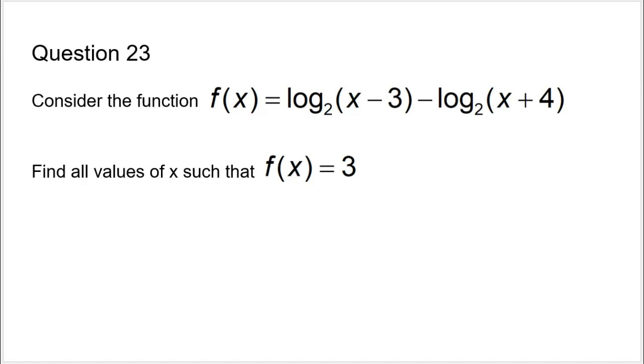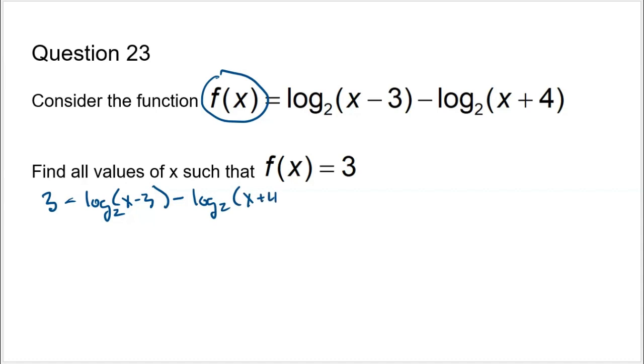So consider this log function, and we want to find all such values such that f of x equals 3. So once again, we want to turn the f of x into 3, and we want to solve. So I get 3 equals log base 2 of x minus 3 minus log base 2 of x plus 4. All right, so the first thing I want to do is condense this down to a single log using my log properties. And subtraction of 2 logs can bring them together with division. So I have x minus 3 over x plus 4 inside of my log.